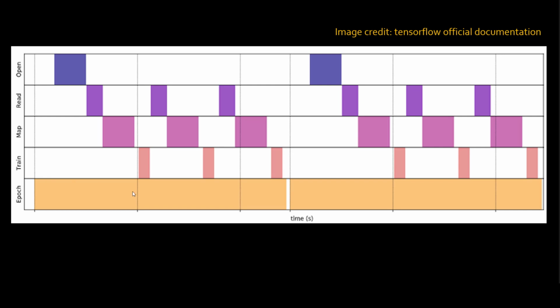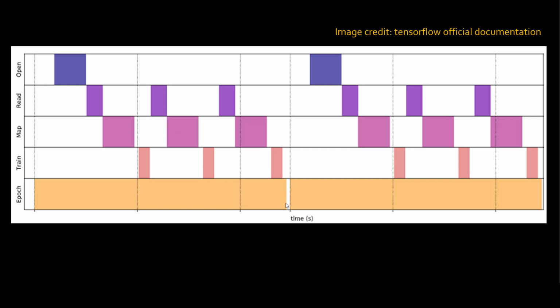So let's say you are training some kind of text model where you're opening one single file which is huge, which has, let's say, 10 million lines in it. Then you have to open the file, then you are reading the file in chunks. So let's say you read the first 10,000 lines, then you do mapping, you do some transformation, then you do training, then again you read the next set of 10,000 lines, and so on.